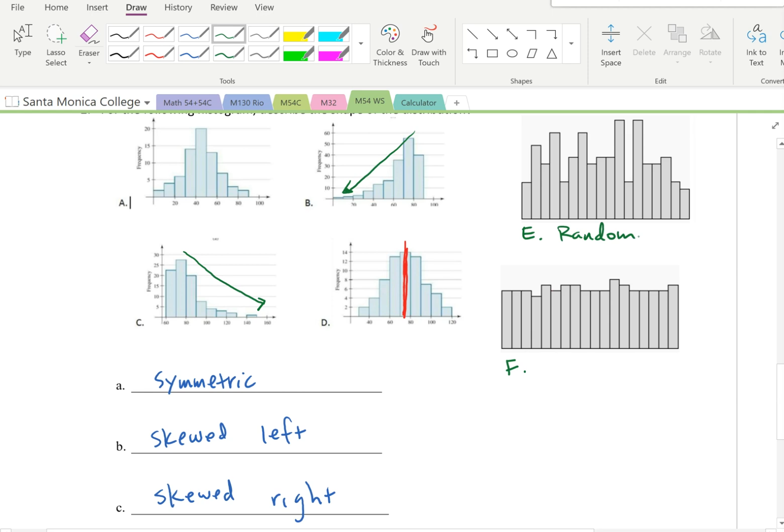Now for F here, notice that it's somewhat about the same height. Almost all of them have approximately the same height. Not exactly the same, but approximately. So therefore, this one we'll call uniform.